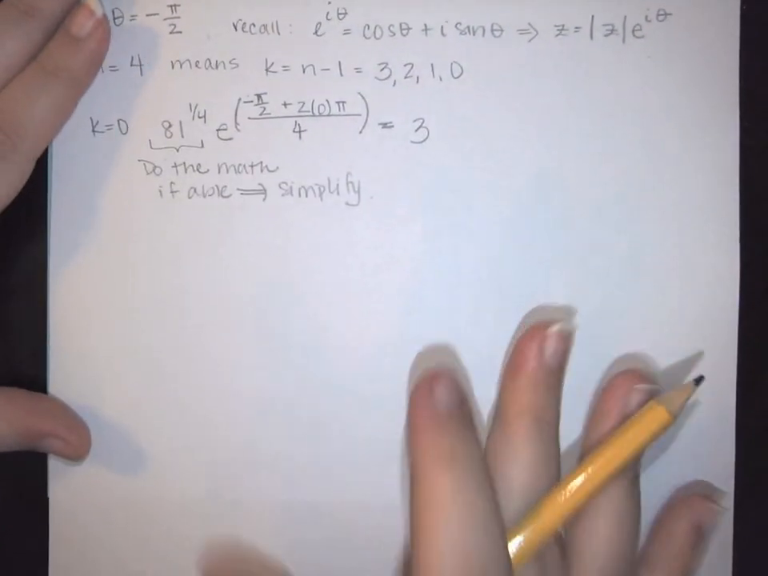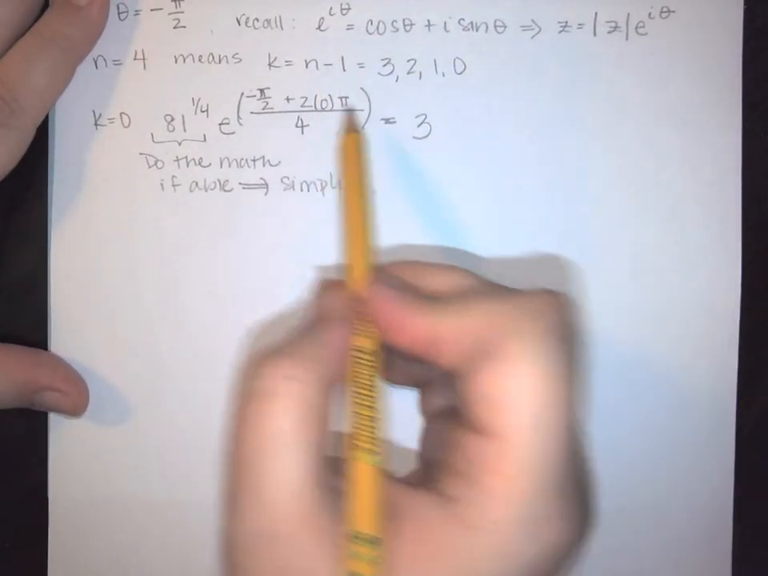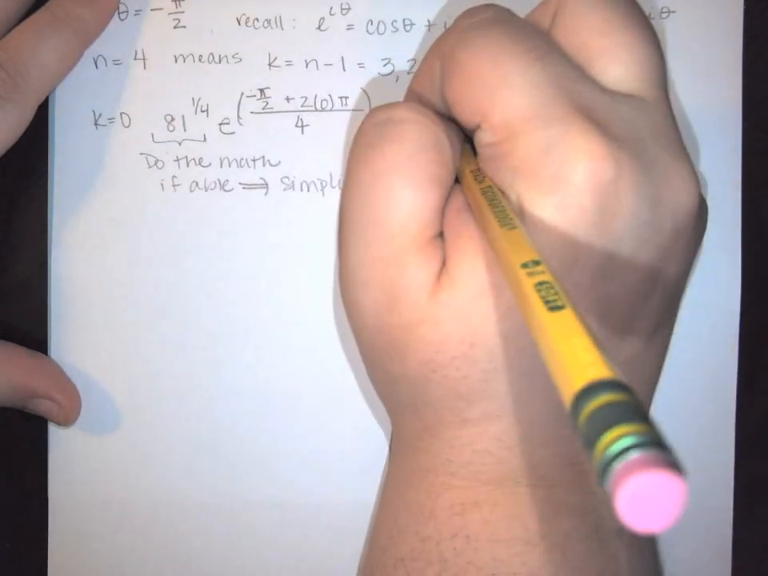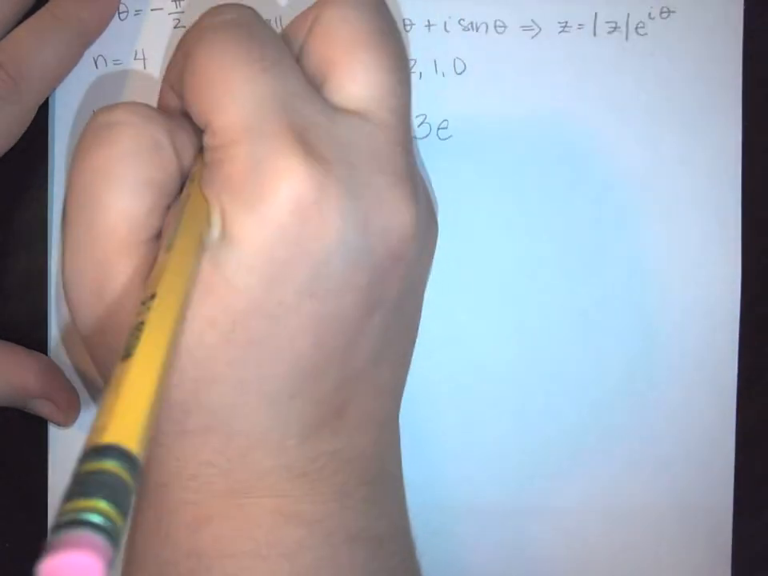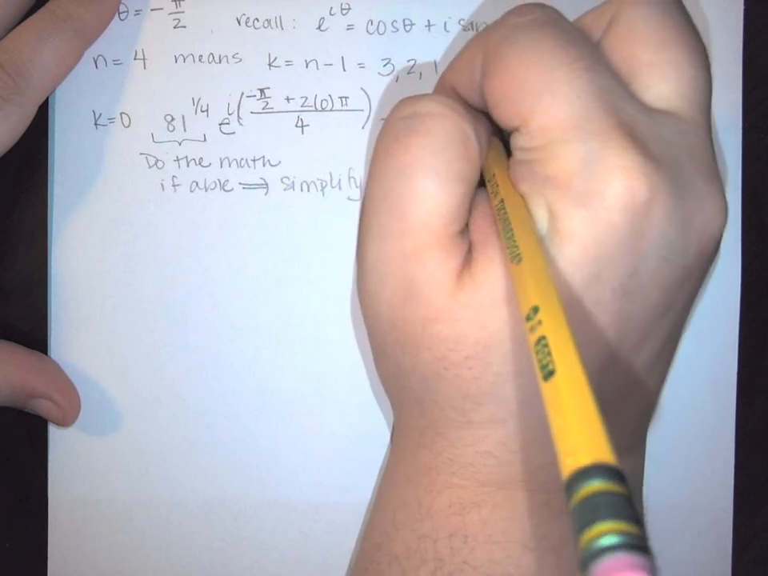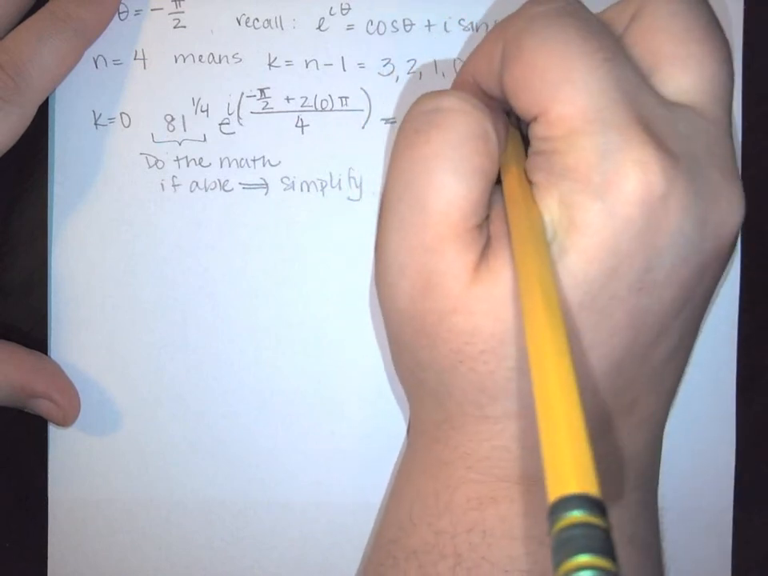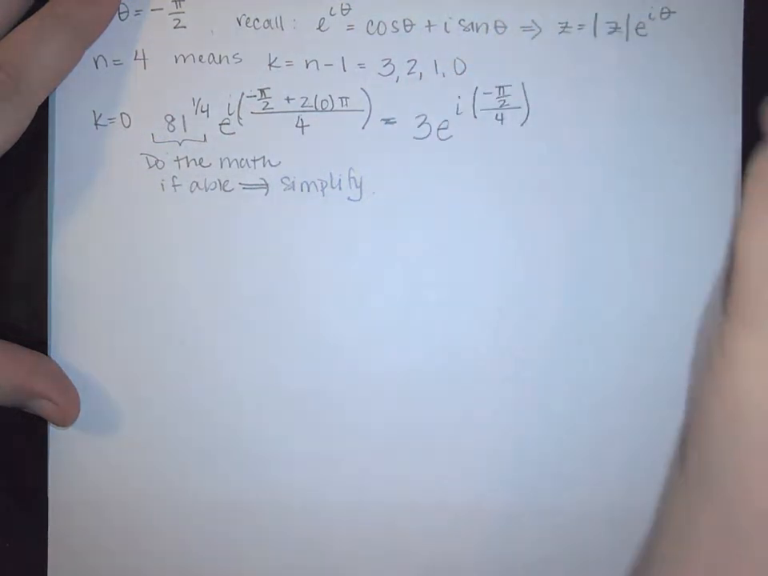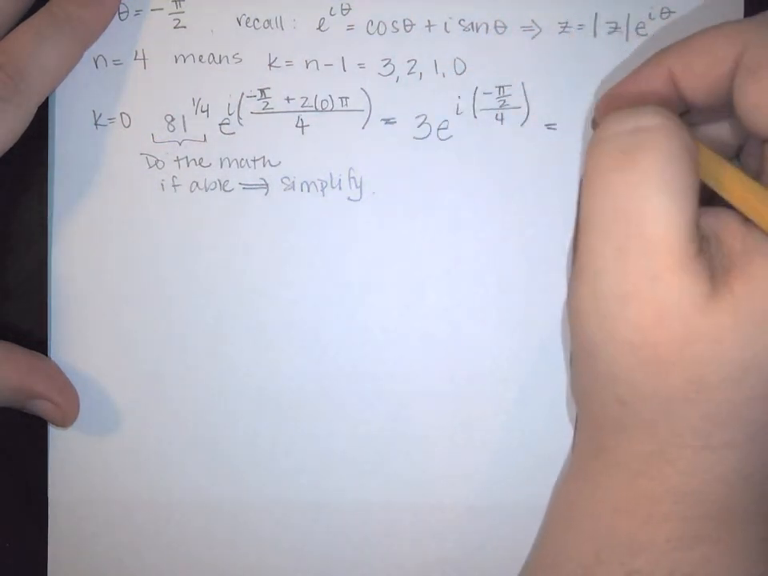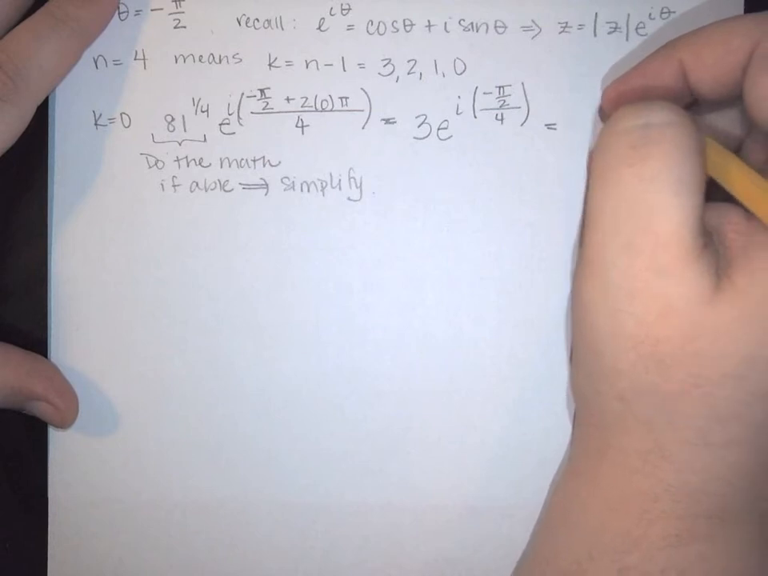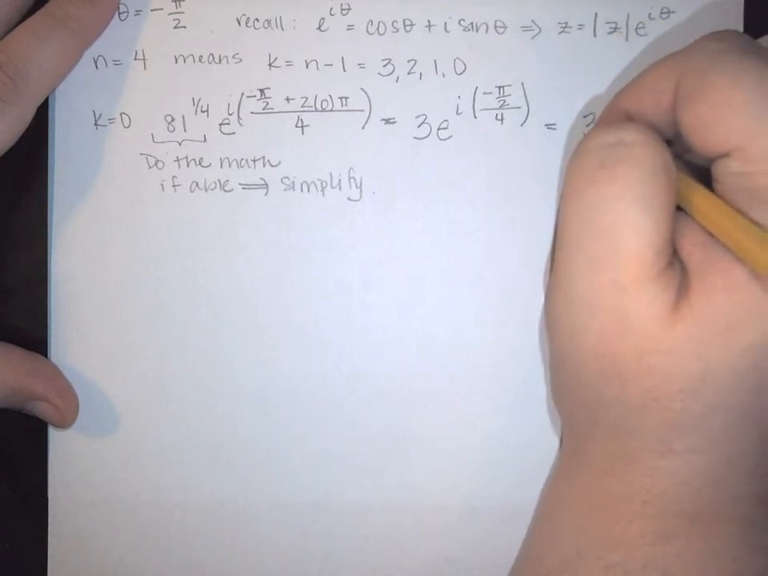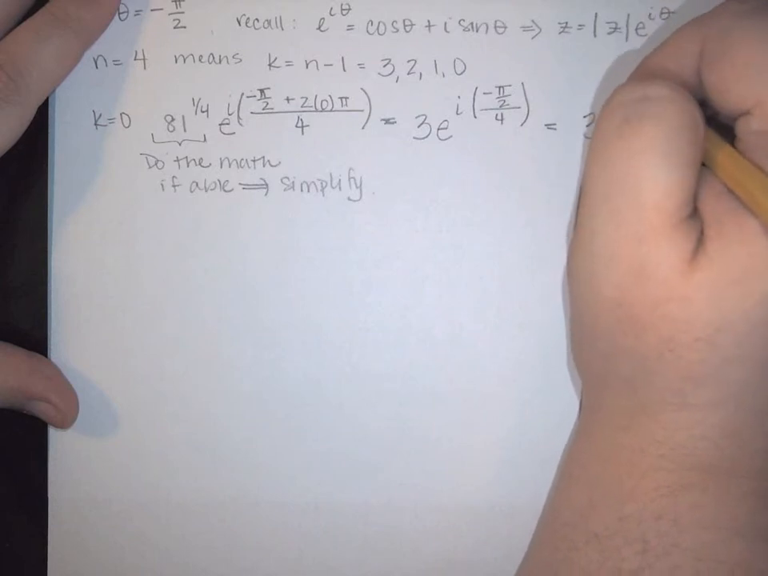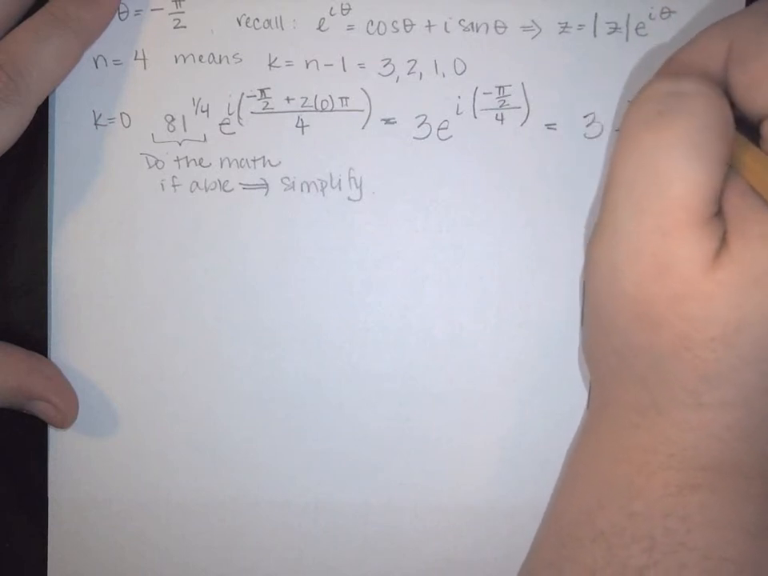And then we need to look. 2 times 0 times pi means all of that goes away. So that means I am left with e to the i times negative pi over 2, the whole thing is over 4. So reducing this all the way says that I have 3e to the negative pi over 8i, and that is k equals 0.